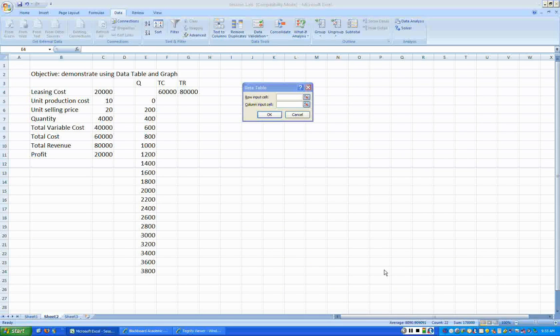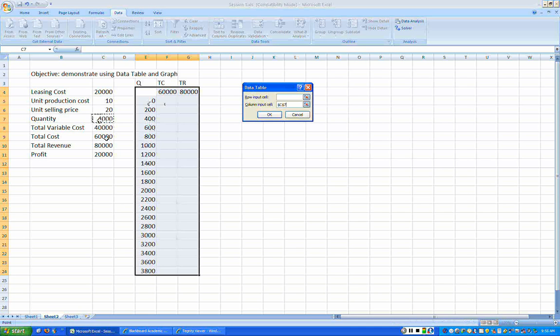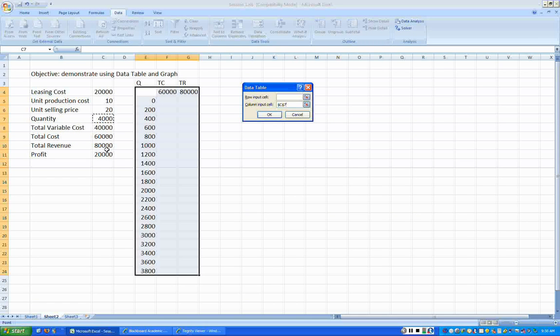Once you click on the data table, this is the dialog box that you get. Now look at that. Our various quantities are arranged in a column, not in a row. So that's why the row input cell is going to be empty, and we use the column input cell. Here is where I have the quantity arranged in a column fashion. And where does this quantity go? The quantity goes right there. So what Excel does is it takes each value one at a time, inserts it over there, and then records the corresponding total cost and total revenue against that quantity. So once you click, it populates immediately.